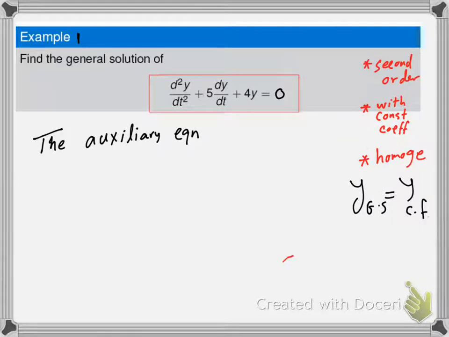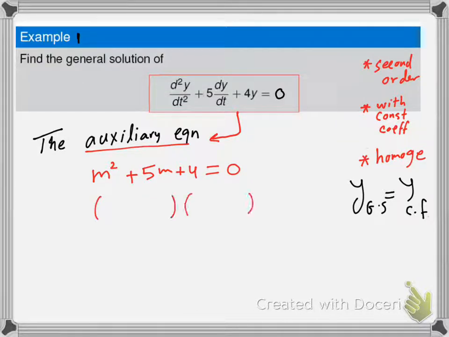To find the general solution of this equation, first I should find the auxiliary equation. The auxiliary equation here is m squared plus 5m plus 4. It is a quadratic equation. I will now solve this equation by factorization. This gives me two factors, m plus 4 and m plus 1. Accordingly, m becomes negative 4 and m equals negative 1.